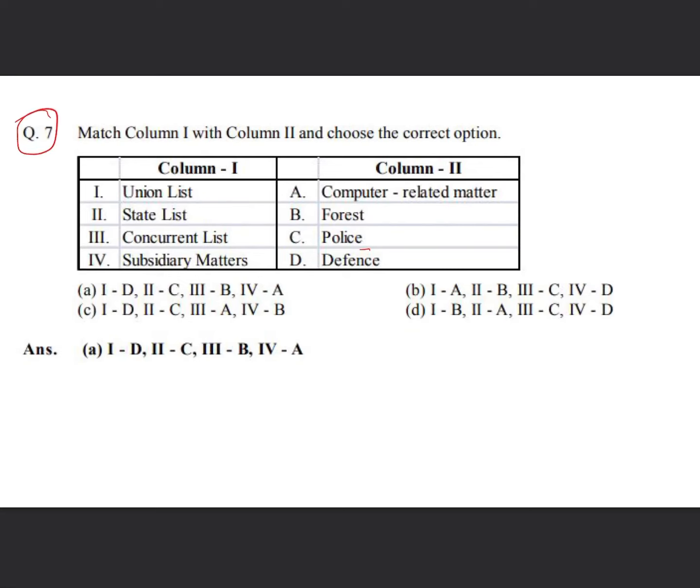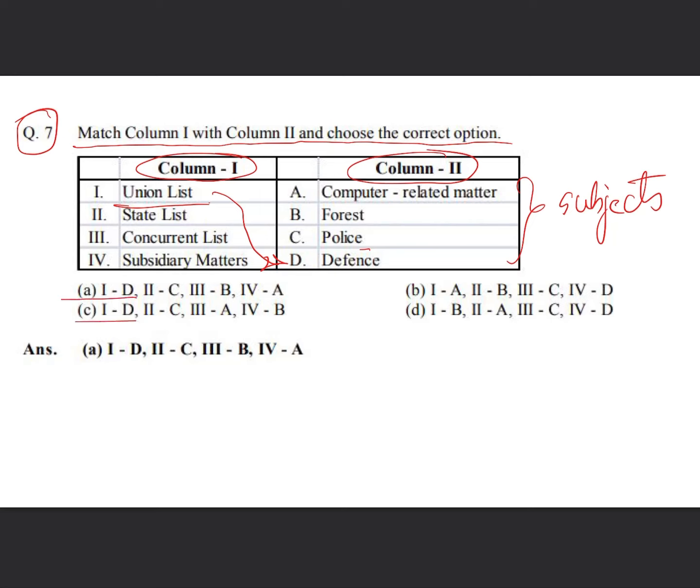Next question, question number 7. Match column 1 and column 2 and choose the correct option. Union list, and these are the subjects. So, which subject is in the union list? Defense. So, A goes with D. Two, state list. Police is in the state list. Two goes with C. Concurrent list. Forests are in the concurrent list. So three goes with B. So we can conclude that option A is the correct answer for question number 7.